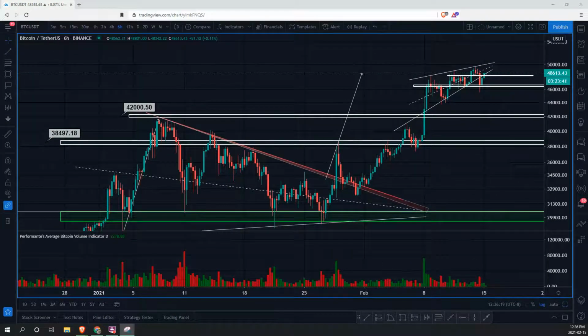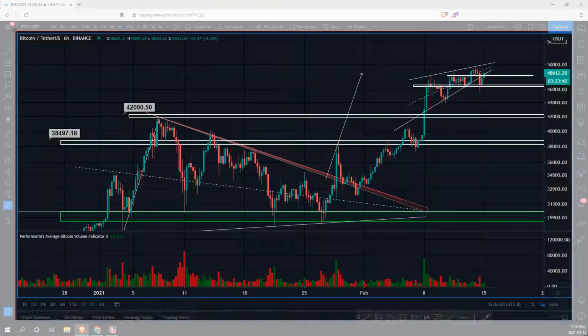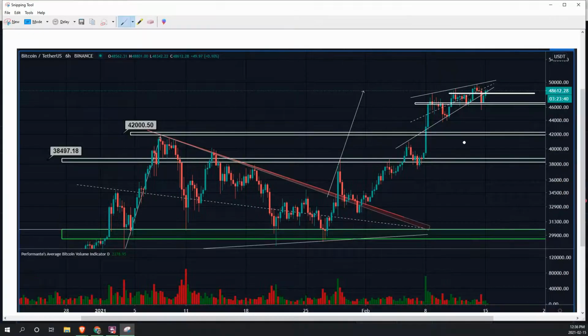So let's get our snipping tool. This is, in my opinion, probably one of the easiest ways to explain and draw on charts. Really easy tool to use. Every Windows platform has one. So we'll be going on.